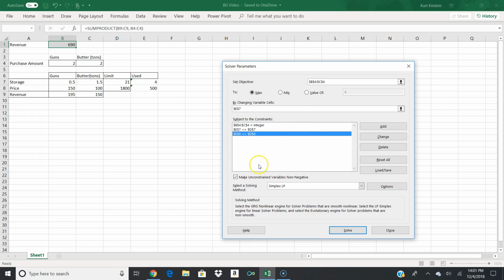There's a couple of things we want to check. First of all, go ahead and check this box. It makes unconstrained variables non-negative. I don't think there really are any unconstrained variables that would maybe slip into being negative, but in some solver applications there can be, so we'll just check it to be safe.